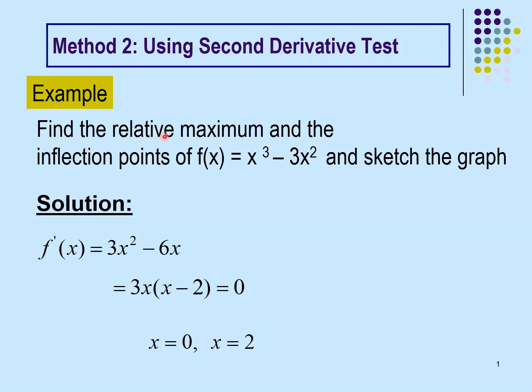Now you need to find the relative maximum and the inflection points of the given function f(x) equal to x cubed minus 3x squared, and then you need to sketch the graph. So first we know that we have to start with the first derivative. So you have to differentiate this function, then you will get 3x squared minus 6x. Then this equation is equal to 0 in order for us to find the critical values. After this equal to 0, you get x equal to 0 and x equal to 2. So these will be your critical values.